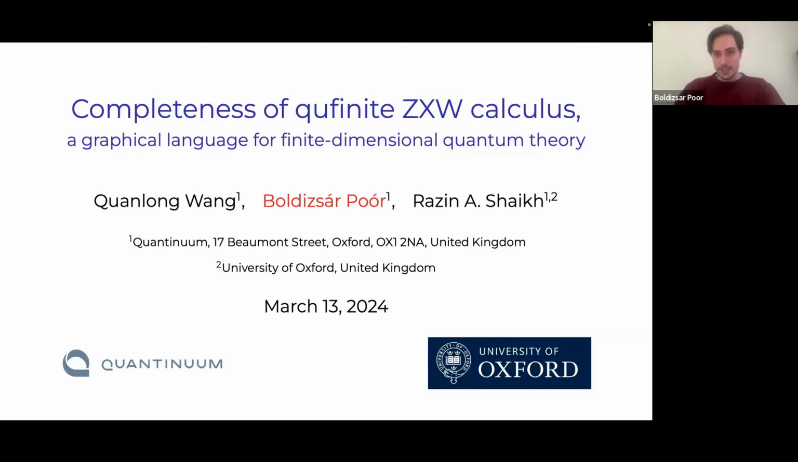So what is the Qufinite ZXW calculus? It's the combination of all qudit ZXW calculi. So we have all different dimensions combined in a single framework. And what does this give us? It essentially gives us a graphical language able to reason about anything in finite-dimensional quantum theory. So that's why we think it's quite exciting, and that's what I'm going to talk about today.